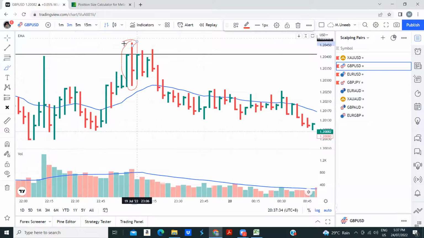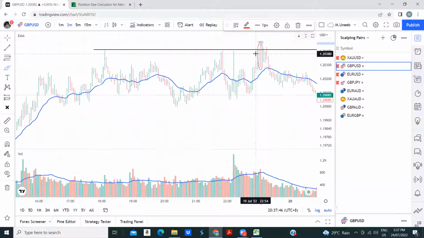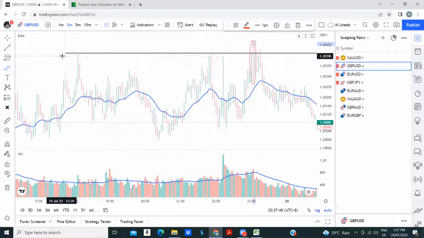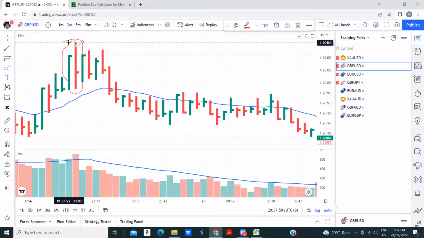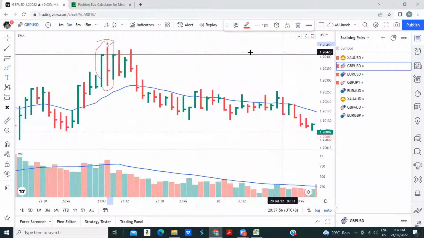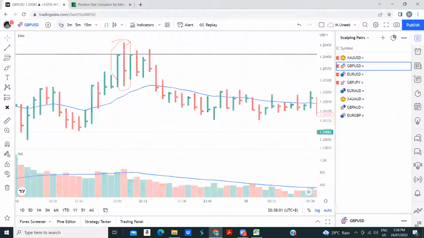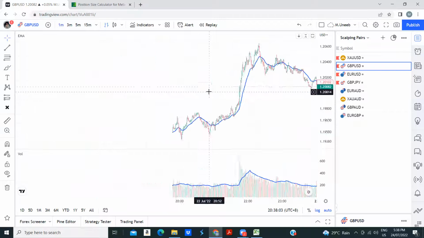Whenever you see the hidden spring and something like this, you can either... Isn't this a hidden upthrust? Yes, this is hidden upthrust, and it is also an upthrust. Both. It is a hidden upthrust of this small range, and it is an upthrust of this big range. This has both characteristics. Now, if you go to the 1-minute time frame, you will easily notice this.